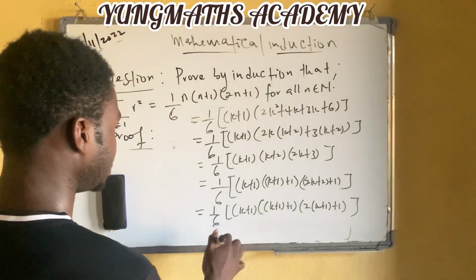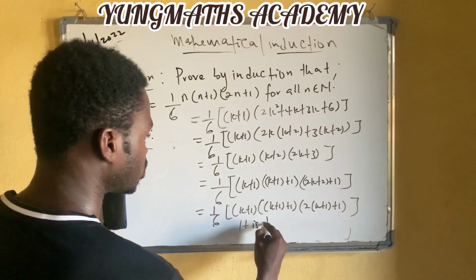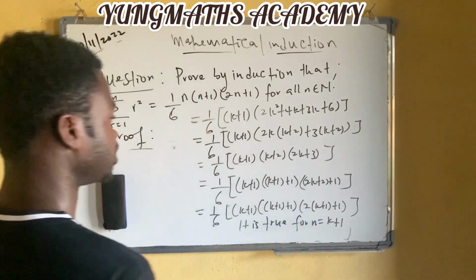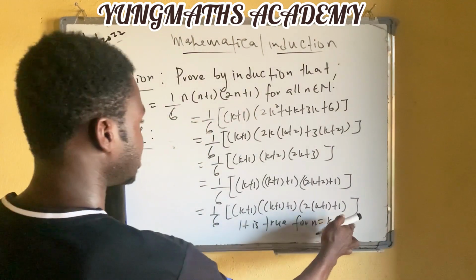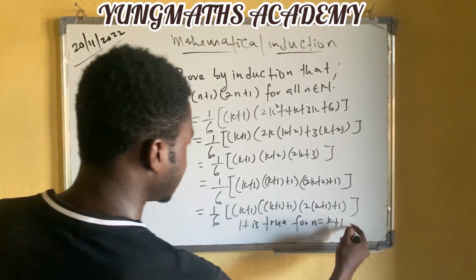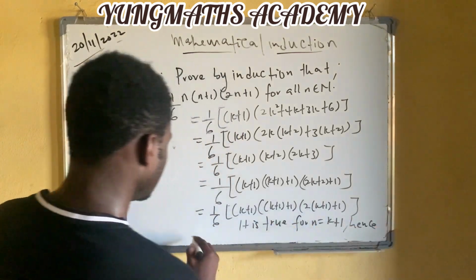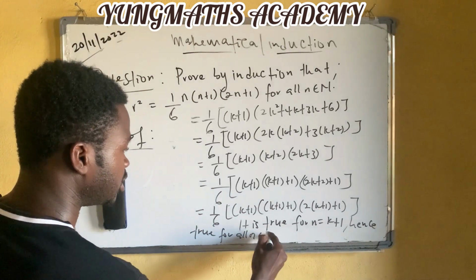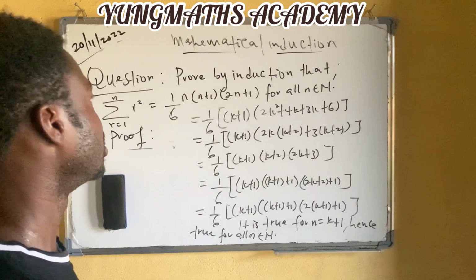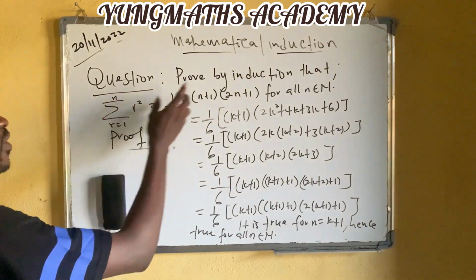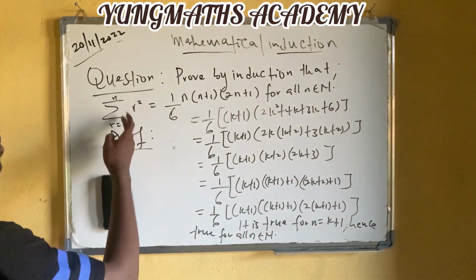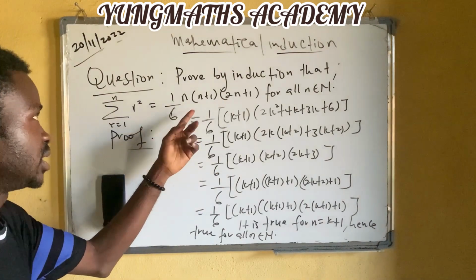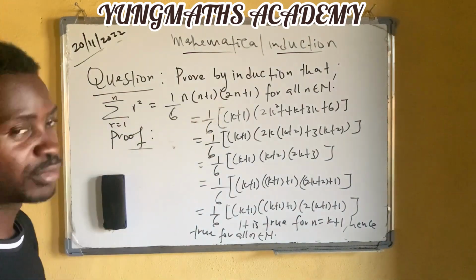So it is true. Here we write our conclusion. It is true for n equals k plus 1. If it's true for n equals k plus 1, that simply means it is true for all natural numbers. Hence, true for all n in the natural numbers. That will be our conclusion. So we've been able to show by induction that the summation of r squared from 1 to n is equal to 1 over 6 n into n plus 1 into 2n plus 1.